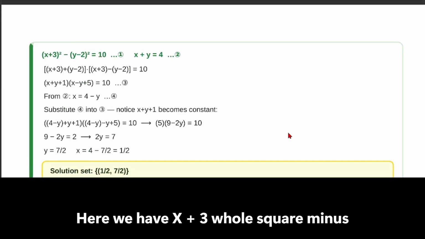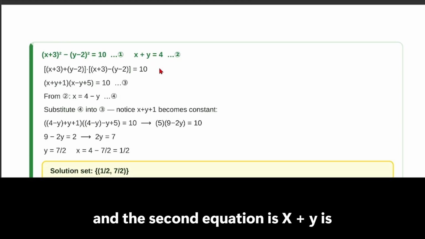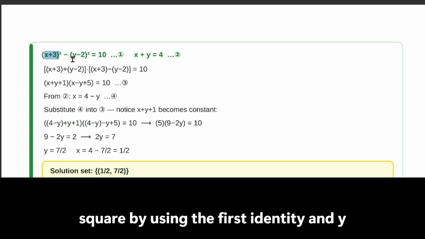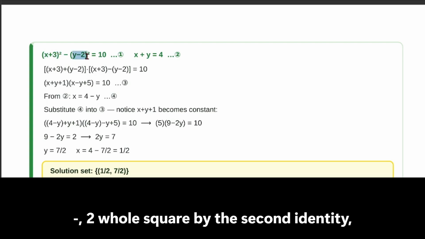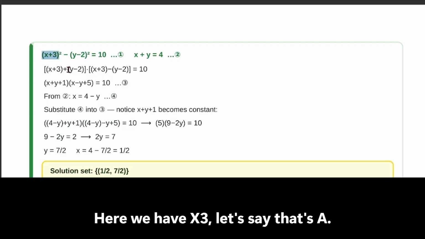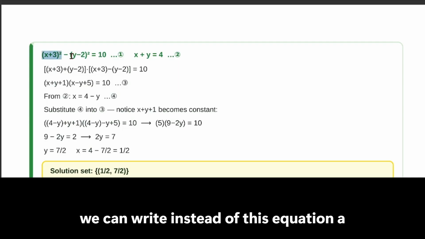Here we have x plus 3 whole square minus y minus 2 whole square is equal to 10. And the second equation is x plus y is equal to 4. Firstly, instead of solving x plus 3 whole square by using the first identity and y minus 2 whole square by the second identity, you can take the difference of squares. Here we have x plus 3, let's say that's a. We have y minus 2, let's say that's b. So we can write instead of this equation a square minus b square.